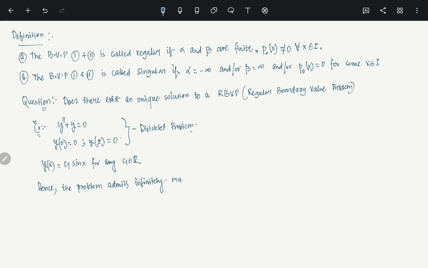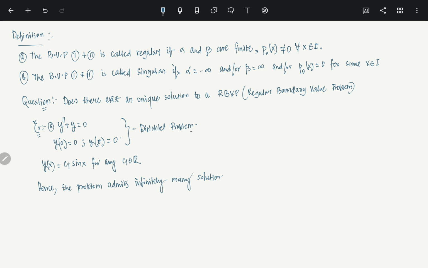Infinitely many solutions. So this is a huge departure from the theory of initial value problems. In initial value problems, once the initial data is fixed, I know that there exists a unique solution on the whole of R. But here, two-point data is given, and the first example actually shows that there are infinitely many solutions.